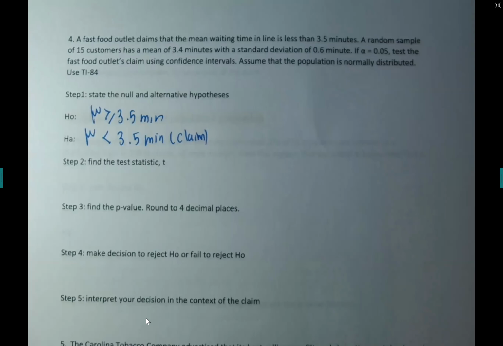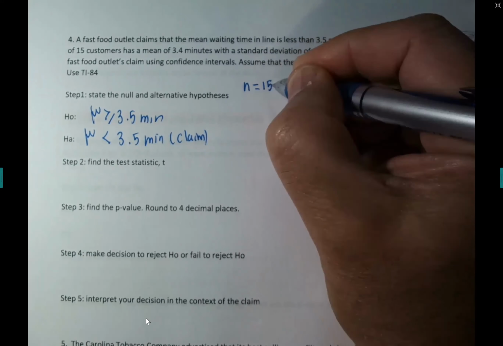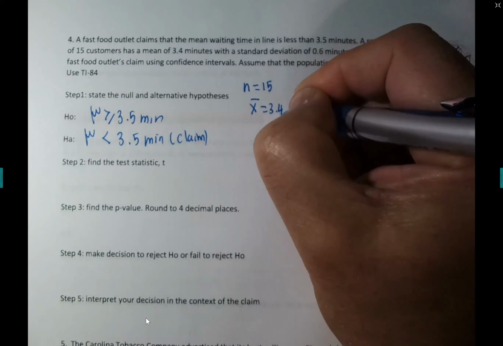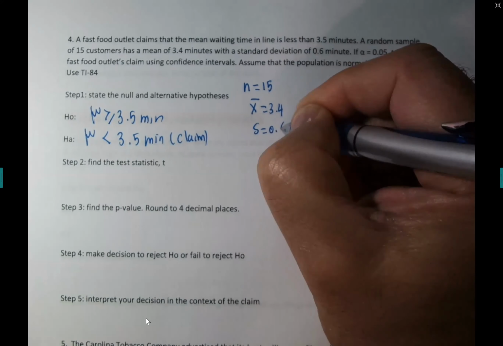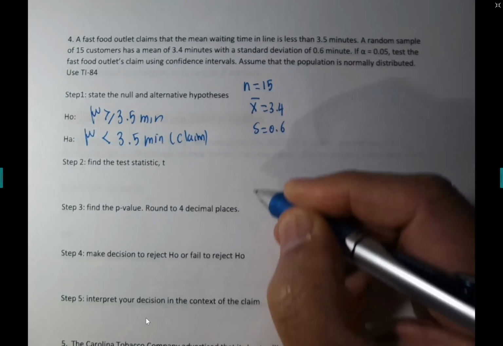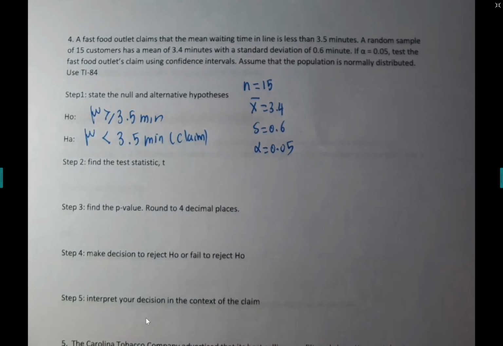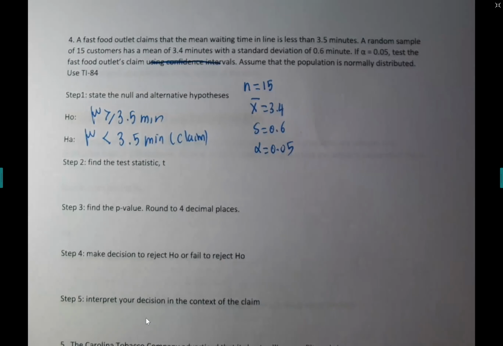A random sample of 15 customers, so N is 15, has a mean of 3.4 minutes, with a standard deviation of 0.6 minutes. That's S. At alpha equals 5%, test the fast food outlet's claim using, don't worry about using confidence interval, just using p-value. Assume that the population is normally distributed. T-test, guys.